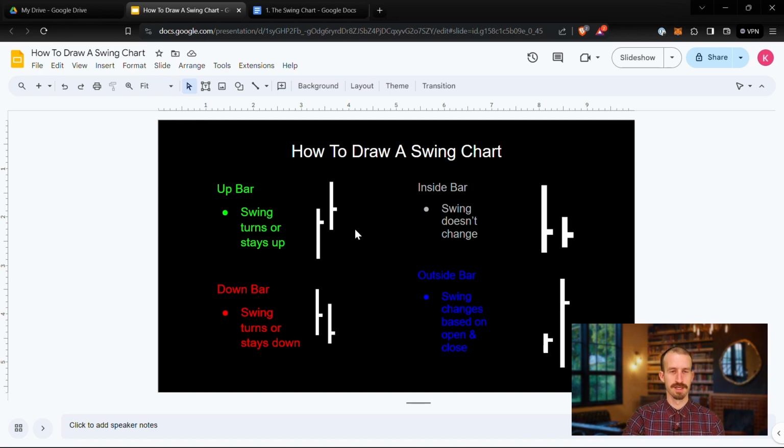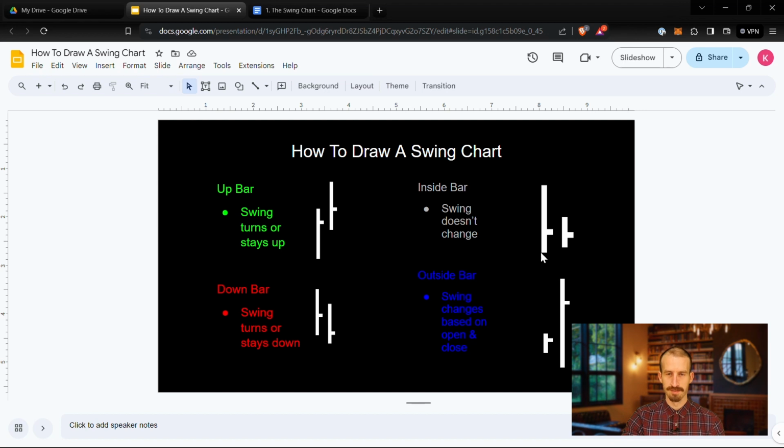There are 4 different types of bars in a swing chart. The first one is the up bar. The first bar in this series is the reference bar, and the second bar is the up bar. You can see the low is higher than the previous low, and the high is higher than the previous high. This turns the swing direction up or keeps it up, depending what's happening in the current swing. Next, we have a down bar. A down bar is when the high is lower than the previous high, and the low is lower than the previous low. This turns the swing direction down or keeps it down, depending what's happening in the swing.